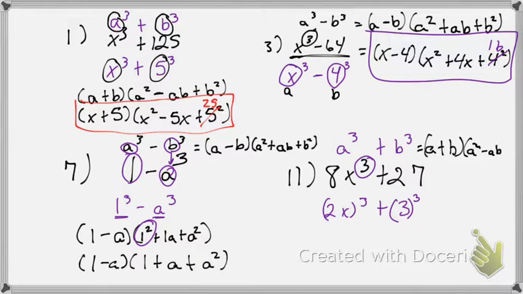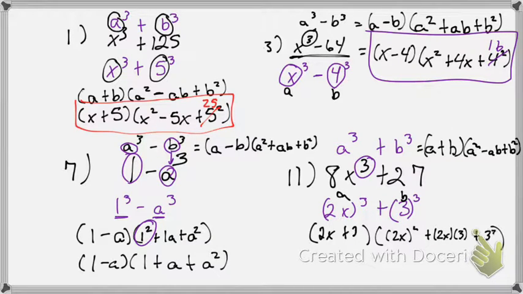Okay, so as I was saying, we've got a plus b times a squared, opposite, so minus ab, and then we have the always positive, so plus b squared. Now we fill in, so we have our first parentheses, a plus b. We've got a is 2x, b is 3, 2x plus 3. Second parentheses, we have 2x squared plus 2x times 3 plus 3 squared.